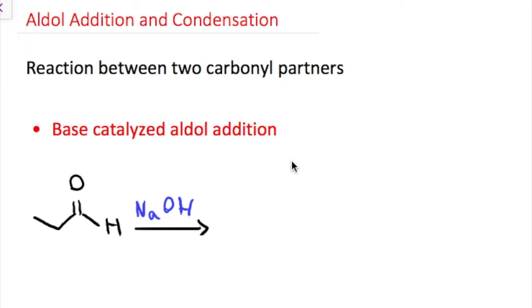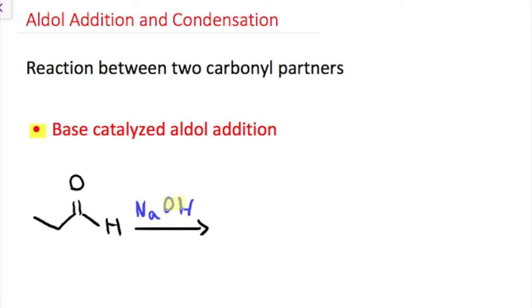In this video, we're going to talk about aldol addition and condensation reactions. The aldol condensation refers to the reaction between two carbonyl partners and involves a combination of nucleophilic addition and alpha substitution steps, as we're going to see. So first, let's look at the reaction of a general aldehyde shown below using a base. And so this is called a base-catalyzed aldol addition.